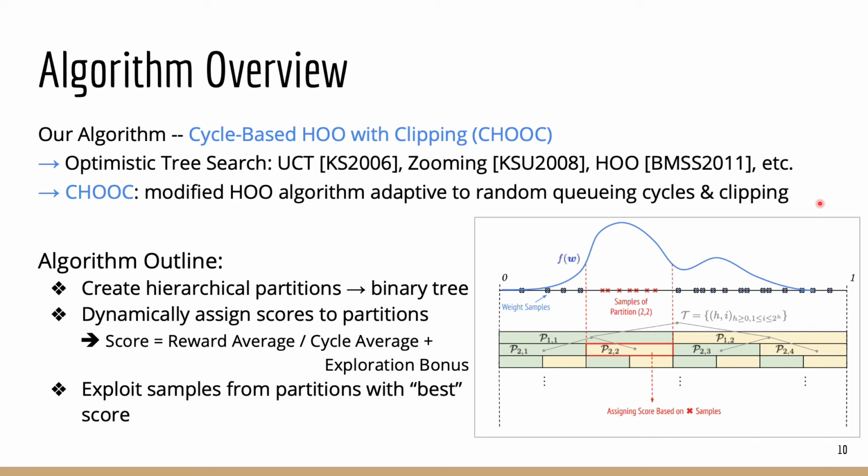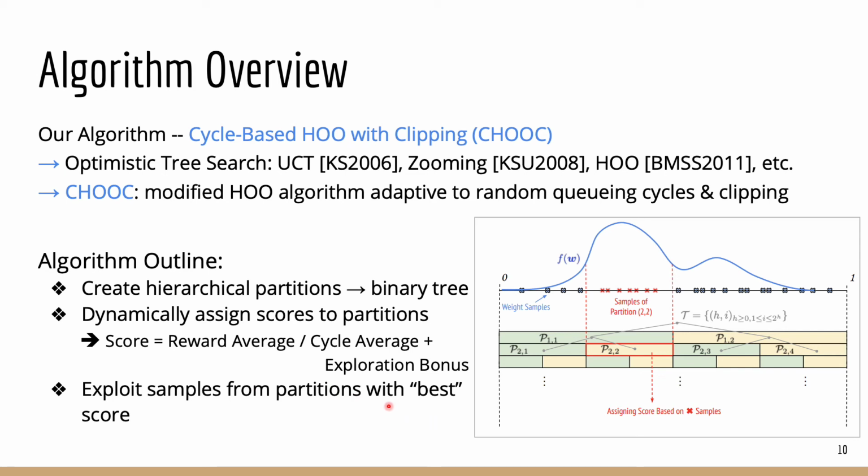As in classical optimistic tree search, we first create hierarchical partitions over the weight space W as a binary tree. Then we dynamically assign scores to partitions using corresponding feedback. The score equals the empirical reward average over empirical cycle average, plus an exploration bonus, which is used to ensure the score is sufficiently optimistic. At the same time, for each cycle, we exploit samples, choose weights from partitions with best scores.